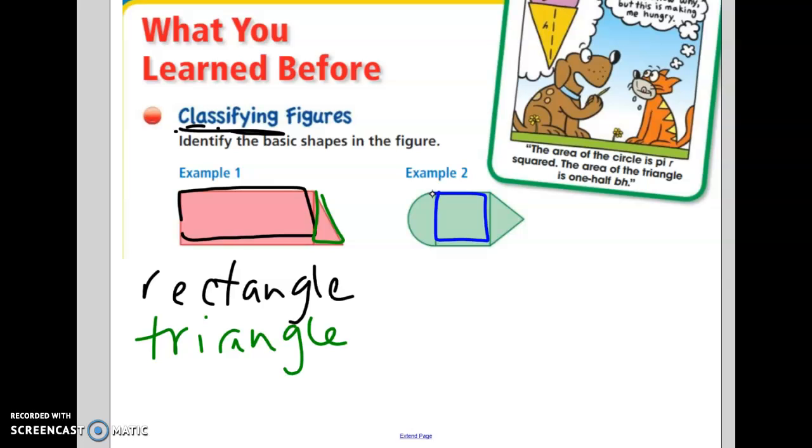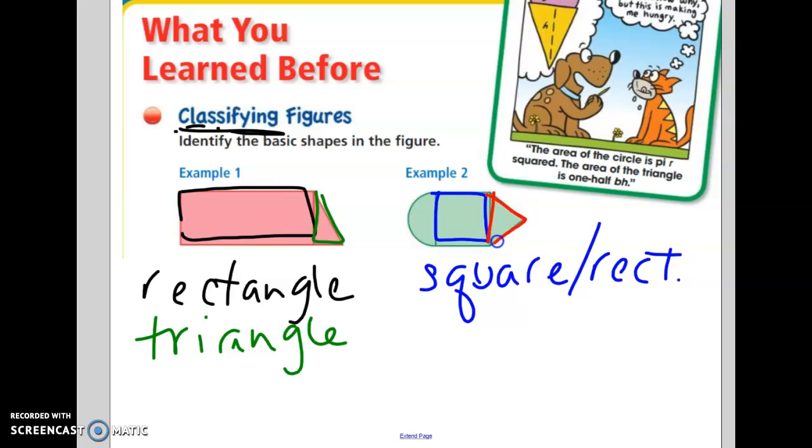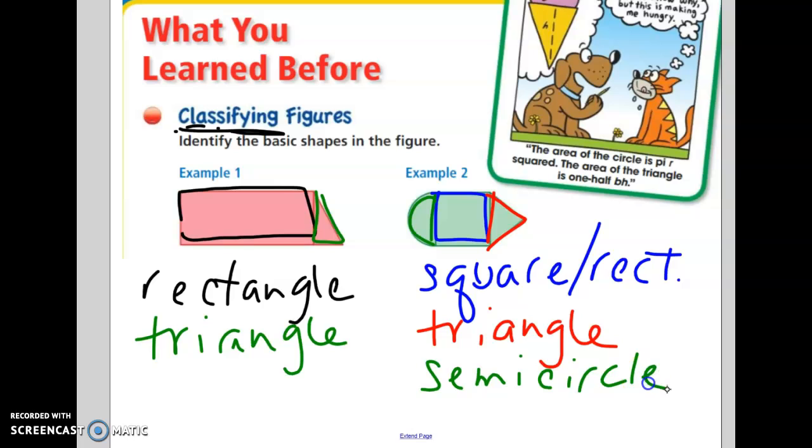Here, looks like a square or a rectangle. Not totally sure if we're supposed to assume that all four sides there are equal. I'm going to go ahead and put that there anyway. So that's a square and or a rectangle. There's also a triangle here. And one more. There, half of a circle has its own name. It is a semicircle. So there you go. All 3 answers for this one, 2 answers for this guy.